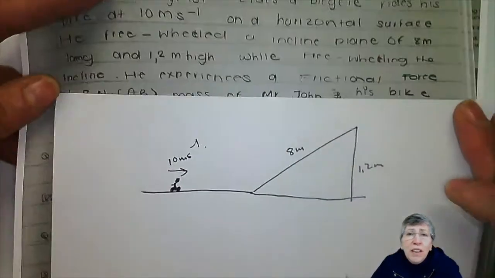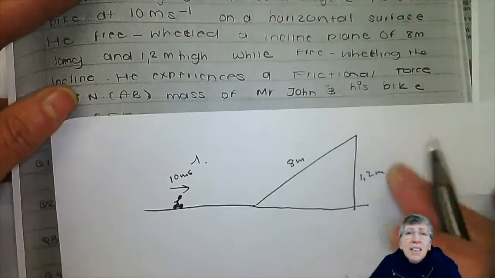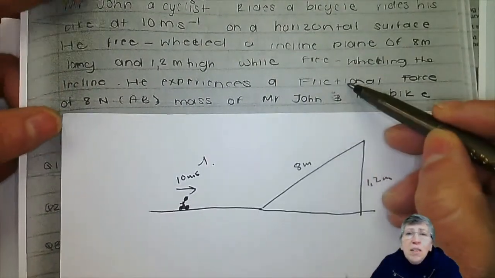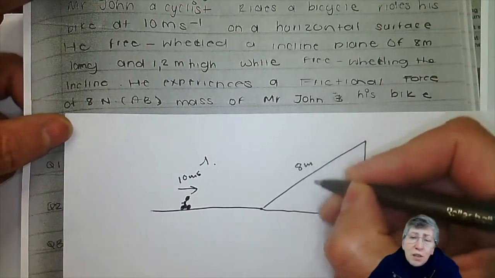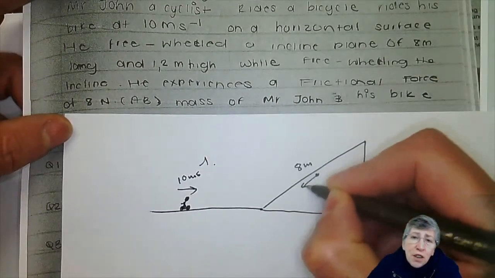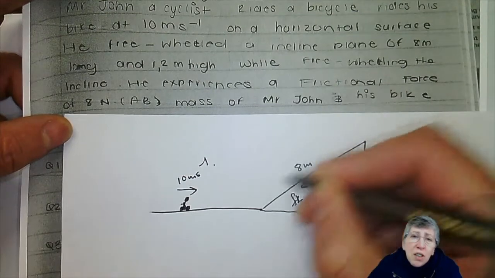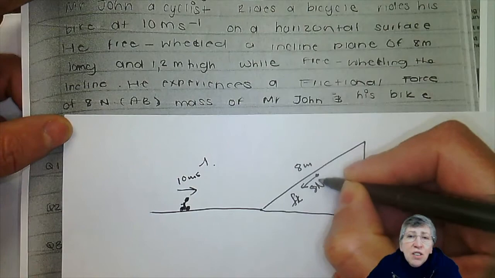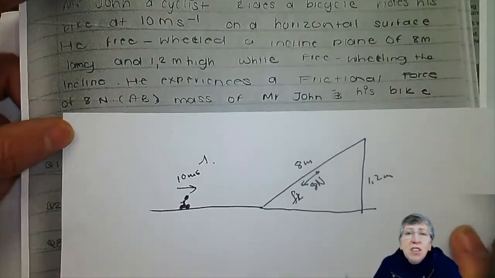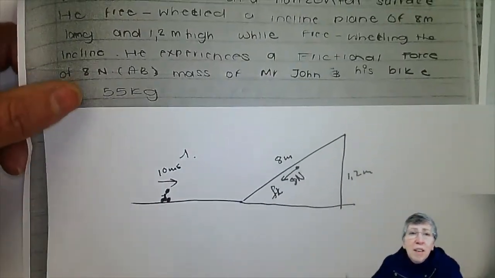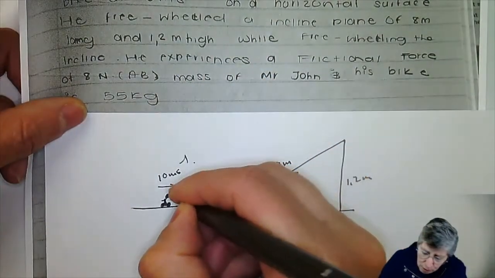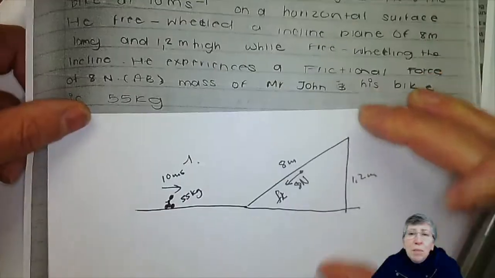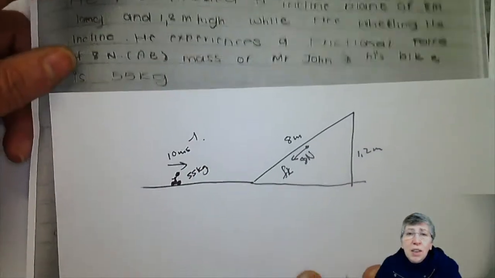He's just traveling. But while freewheeling the incline, he experienced a frictional force of 8 newtons. So there's a frictional force, and that's always in the reverse direction, the backward direction, and that is 8 newtons. And then it says the mass of Mr. John and his bike is 55 kilograms. And at that moment, all the information up there is captured here. I don't need to come back.